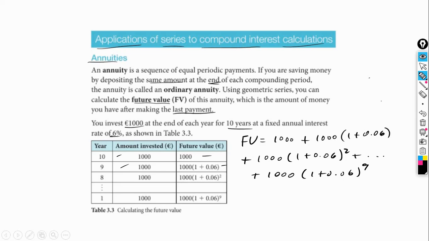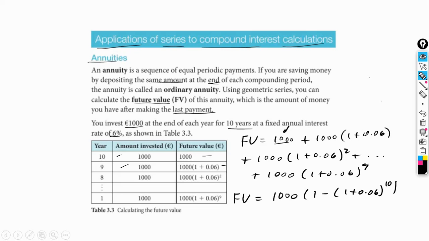1,000 is the first term, so this is the first term. So we could find the partial sum by applying the formula. Then we know that the future value of the investment is going to be first term, 1,000, times 1 minus the common ratio, which in this case is 1 plus 0.06, to the power of the amount of terms. So in this case, we have 10 terms, right? Because we have to consider this as the first term.